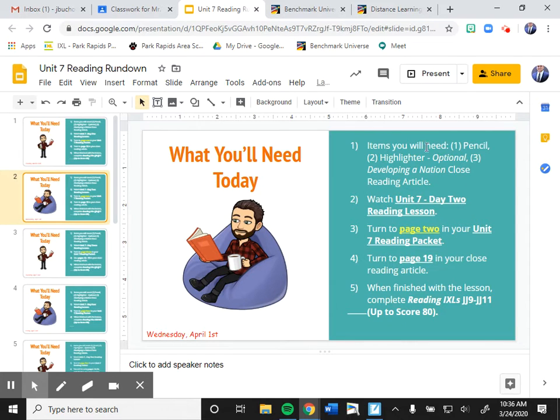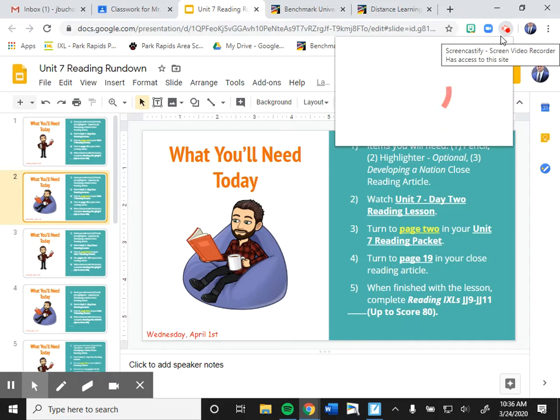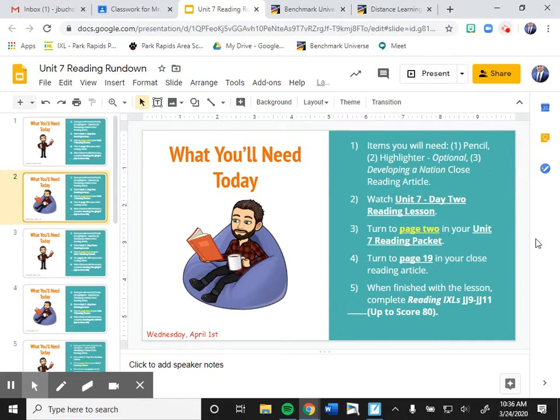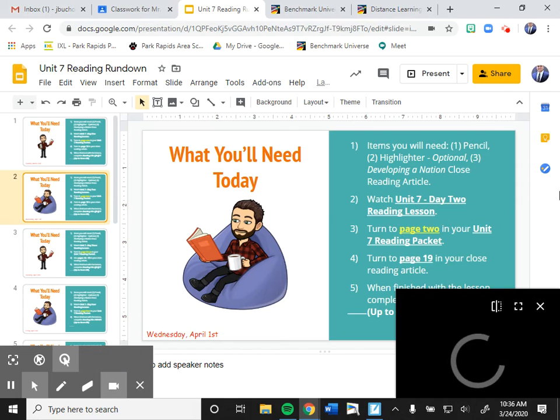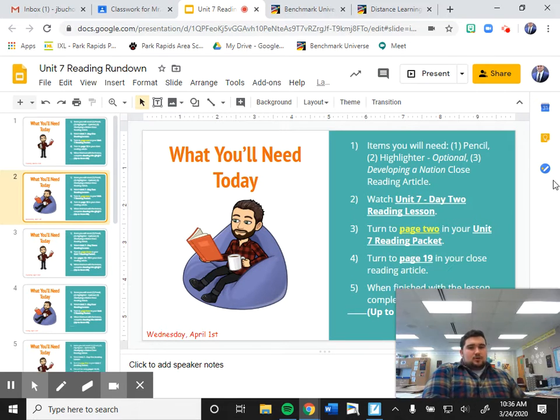Items you're going to need today: you're going to need your reading packet, like always. You're going to need a pencil. A highlighter is optional, you don't need it. And then you're going to need your close reading packet.